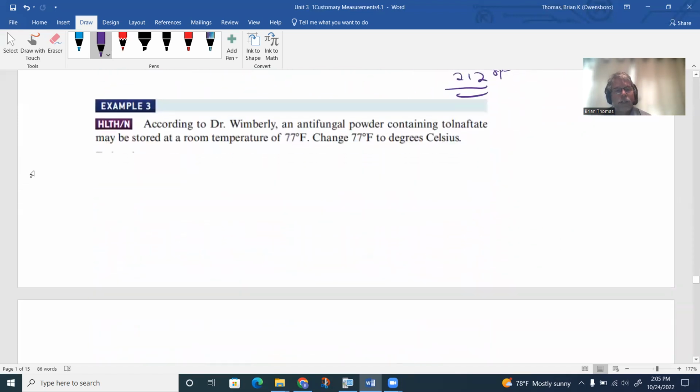Now, as an application, according to Dr. Wembley, an antifungal powder containing tofulconate, don't have a clue how to say that, may be stored at room temperature of 77 degrees Fahrenheit. Change 77 degrees Fahrenheit to Celsius.